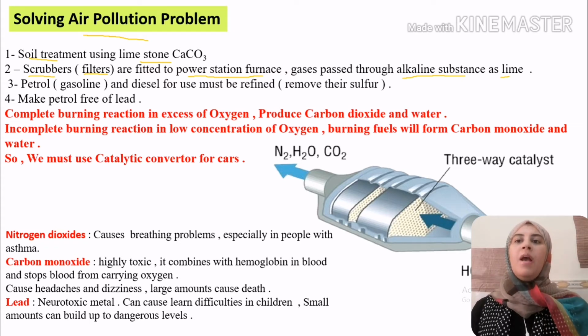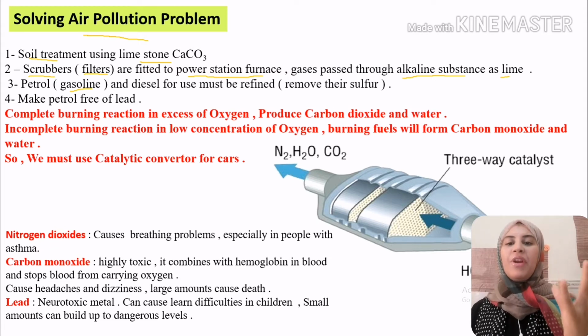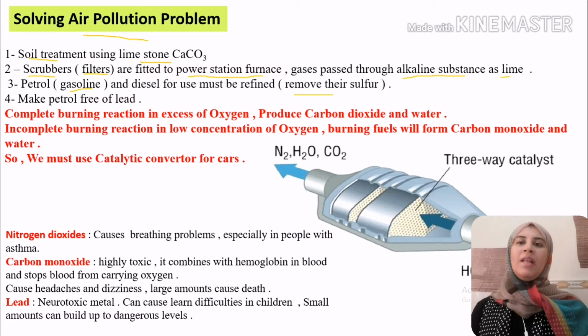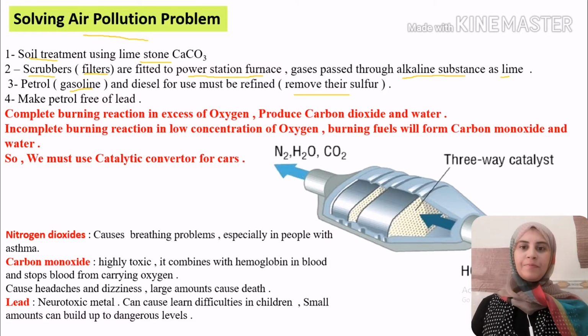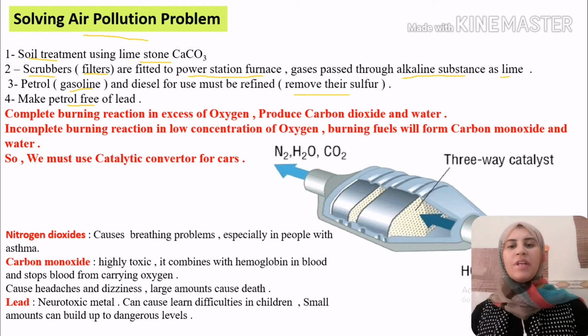Number 3, petrol or gasoline. Petrol, gasoline or diesel used must be refined. It must be free of lead. It must be free of sulfur, so we must remove sulfur from petrol and gasoline. Number 4, make petrol free of lead. So these are the main points of solving the air pollution problem.